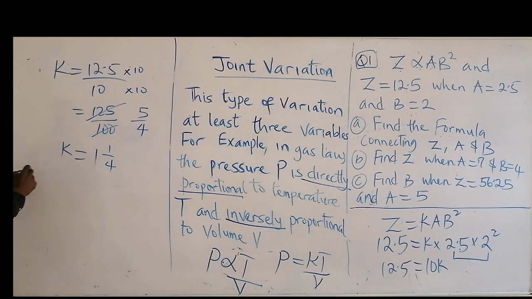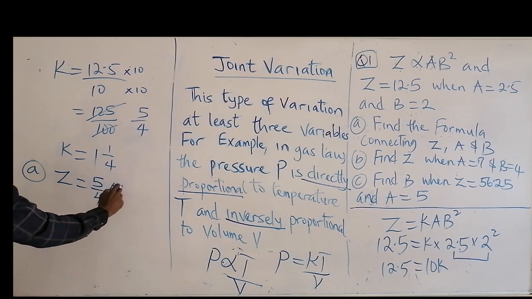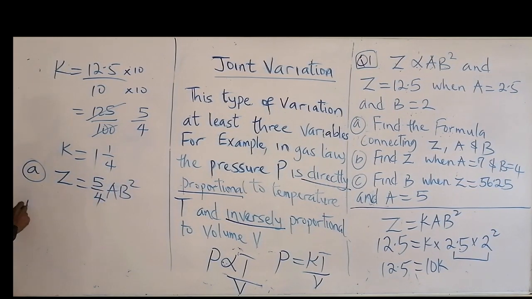So then I can go to the formula. Find the formula connecting Z, A, and B. So Z is equal to K, which is 1 over 4, then A B squared. So that is done. Then we go to the B part.